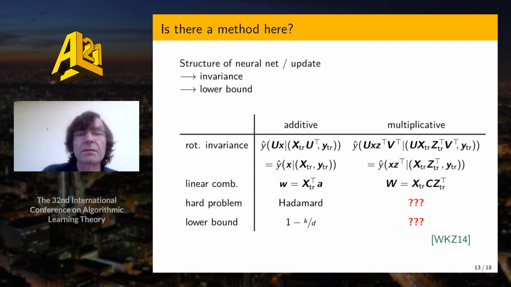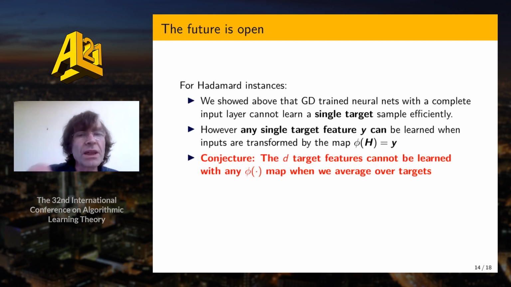Partial work done with Wojciech Kotłowski and Chu Sheng. We showed that if you have a complete input layer, then you cannot learn a single target because you have rotation invariance. Of course, a single target is trivial to learn with a phi map. You just take the instances and map them to the target, then you have nothing to learn. But we conjecture that if you want to learn all targets and be good on all targets on average, then the linear lower bound is robust even for arbitrary phi maps. Okay, that's a beautiful open problem.